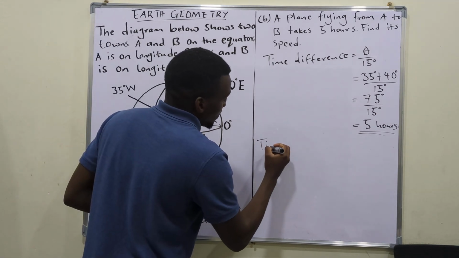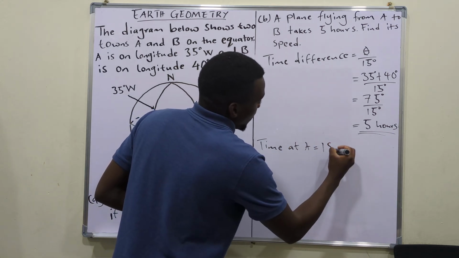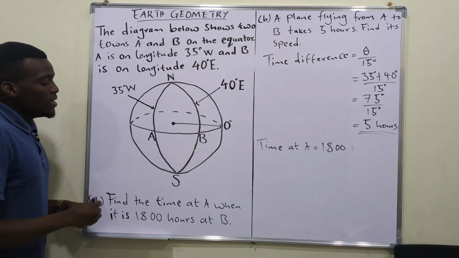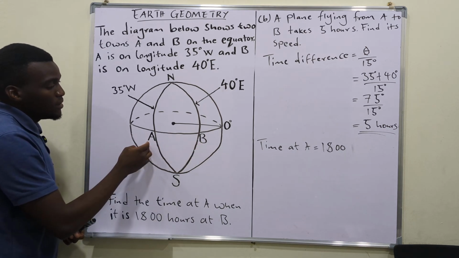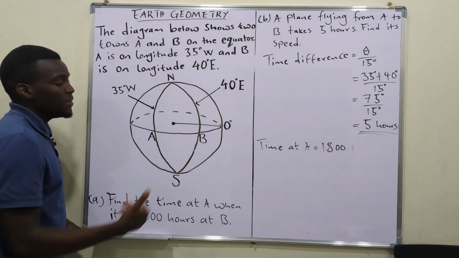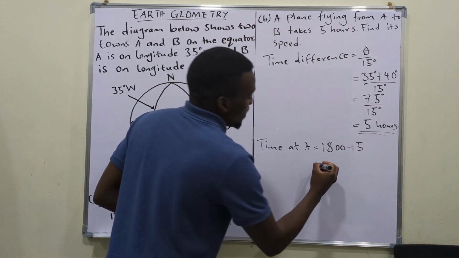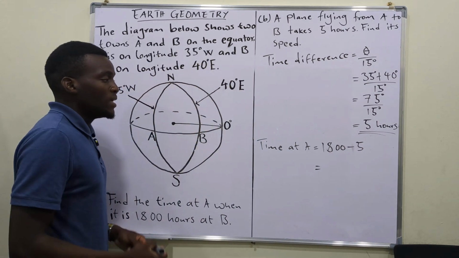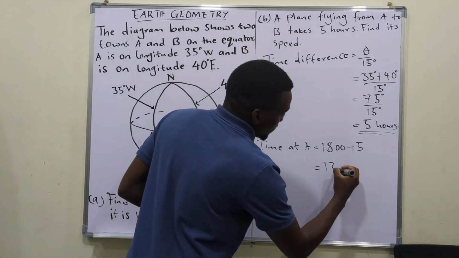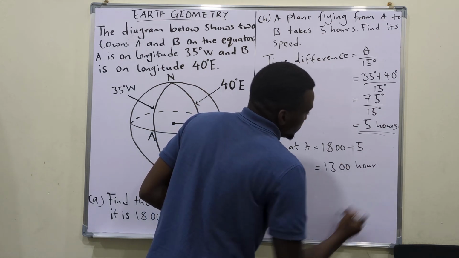So time at A will be equal to 18 hours. And then, since A is to the west of B, when you are moving from the east to the west, you subtract the time difference. So we subtract, in this case, 5, which is the time difference. Now, 18 minus 5 gives us 13 hours. So at A, the time is 13 hours.